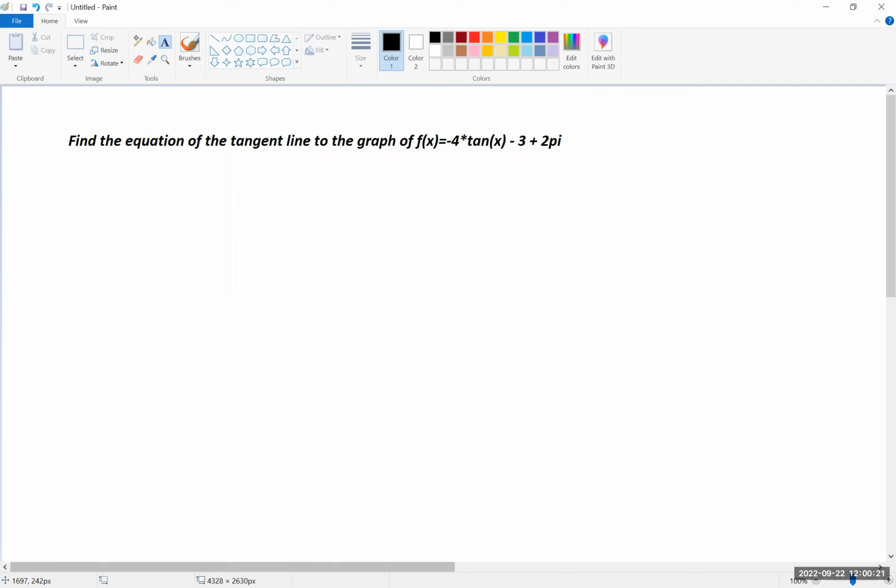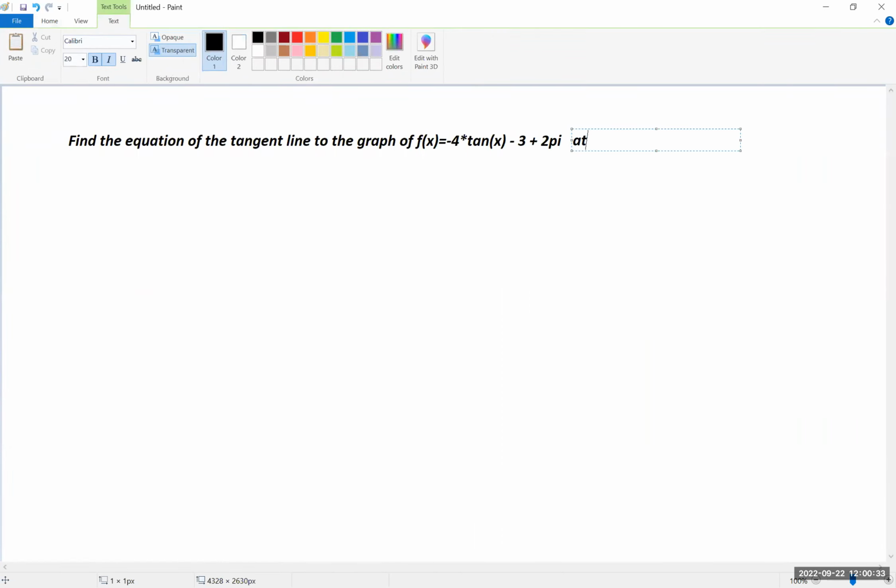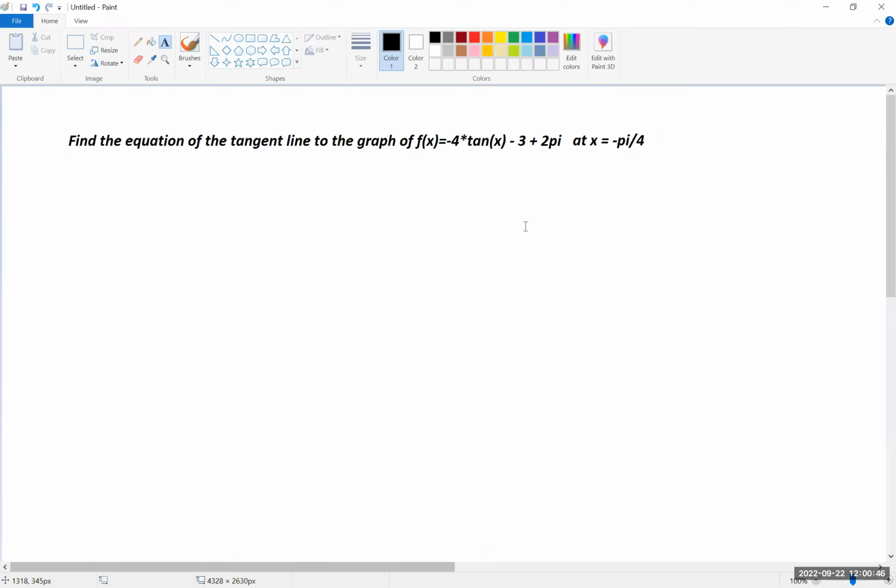So then now the first, and it was just a little bit more, because they actually want you to do it at a point. So it's at x equals pi minus pi over 4. Okay, all right, so we have our problem.